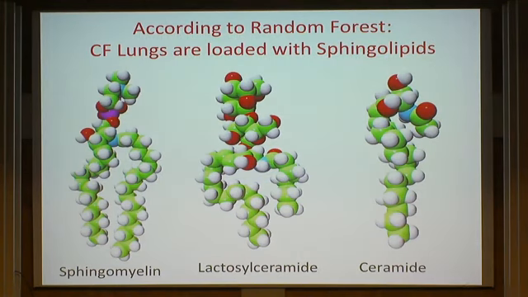So looking at the metabolomic data and combining annotation, what we found is that according to the random forest, CF lungs are loaded with sphingolipids. Again, this was not really what we were looking for, but you got to go with what your data tells you.